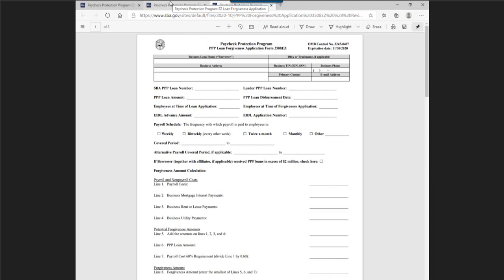In addition to your payroll and related costs, the church can include other things like mortgage interest payments, rent or lease payments, and any business utility payments. So I guess that would include things like your gas bill or your electric bill or water bill, as long as it helped keep the lights on and the building hot or cold, as the case may be. Okay. Payroll and associated expenses must equal at least 60% of the loan to qualify for total forgiveness. So you'll have to determine whether the amount of the payroll that you're including on the form is 60% or more of the loan forgiveness.